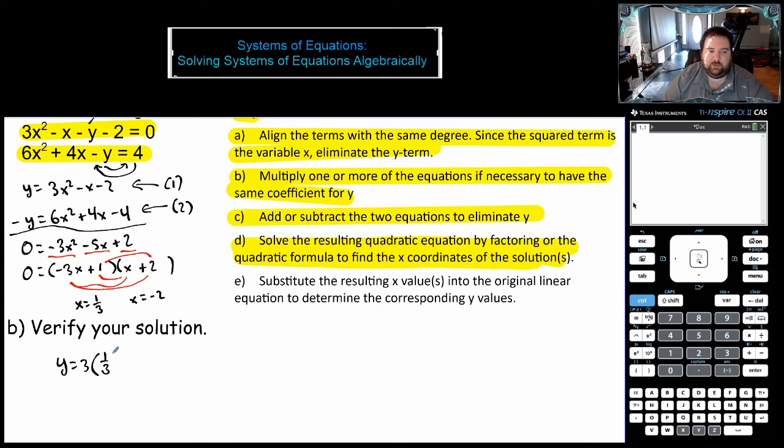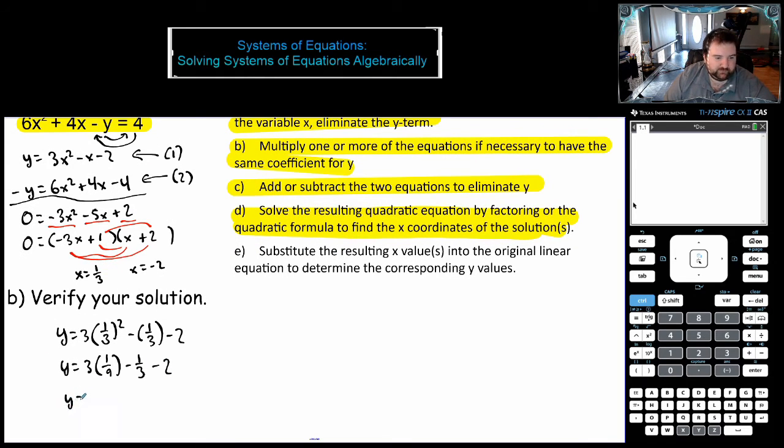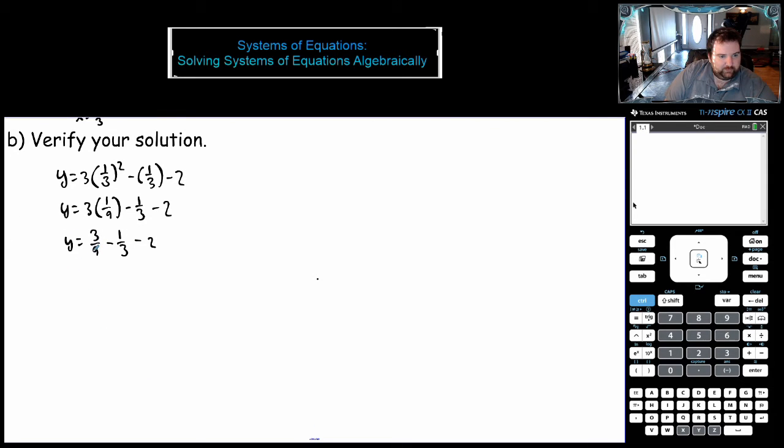So x is 1/3, so squared, minus 1/3, minus 2. Now this is going to be 1/3 squared is 1/9. Minus 1/3, minus 2. 3 times 1/9 is 3/9. Minus 1/3 minus 2. And this, of course, is 1/3. So 3/9 is 1/3. 1/3 minus 1/3 are going to cancel each other out.